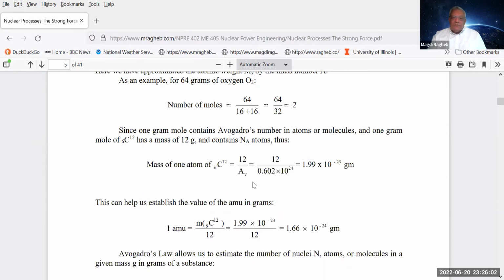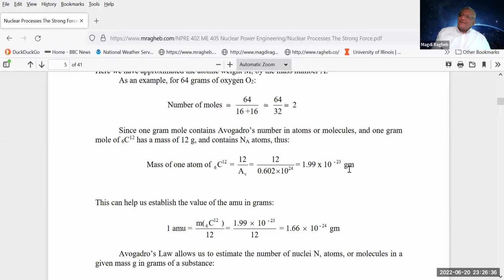Now, since 1 gram mole contains Avogadro's number of atoms or molecules, and 1 gram mole of carbon-12 has a mass of 12 grams and contains N sub A atoms, then the mass of 1 atom of carbon-12 is 12 divided by Avogadro's number, 12 atomic mass units divided by 0.6 times 10 to the 24th. We can deduce that the mass of 1 atom of carbon-12 is 1.99 times 10 to the minus 23rd gram.